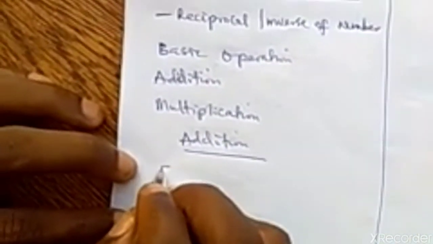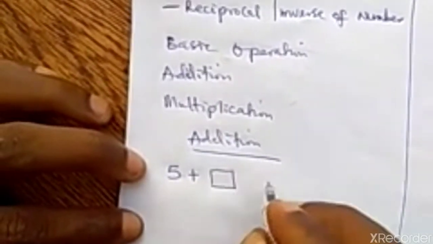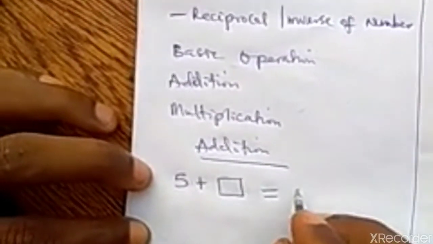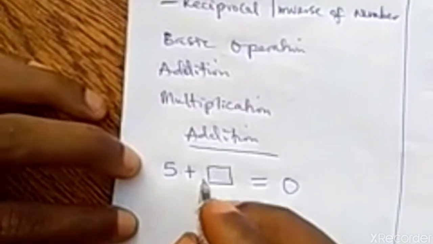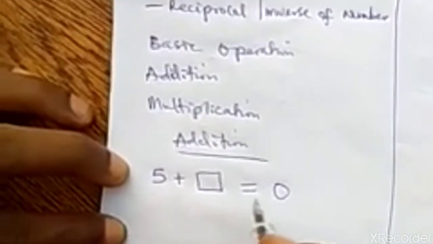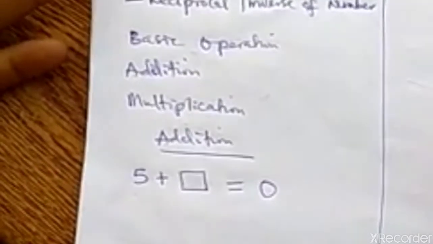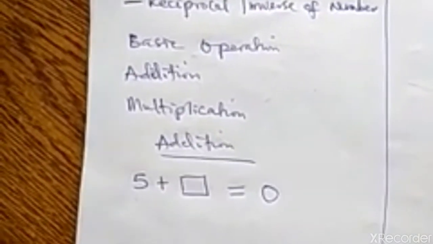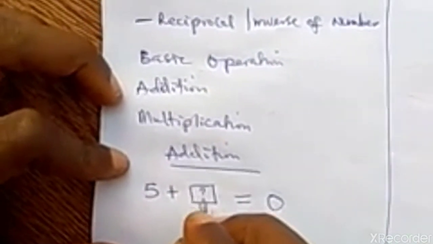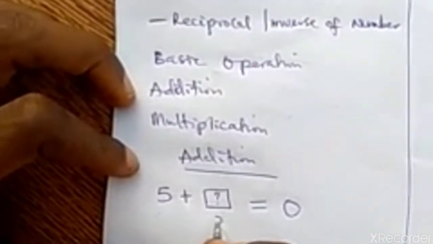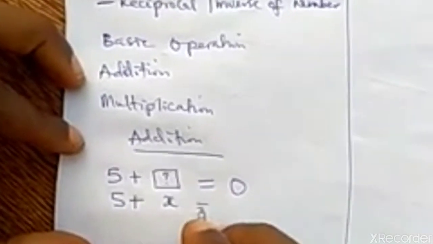If you have a number like 5, the additive inverse of 5 is another number such that when you add them together you get 0. So which number do you add to 5 to get 0? To know that number, you may make use of what we call balancing of equation. I don't know what the number is, so let me call it x. I have 5 plus x equal to 0.